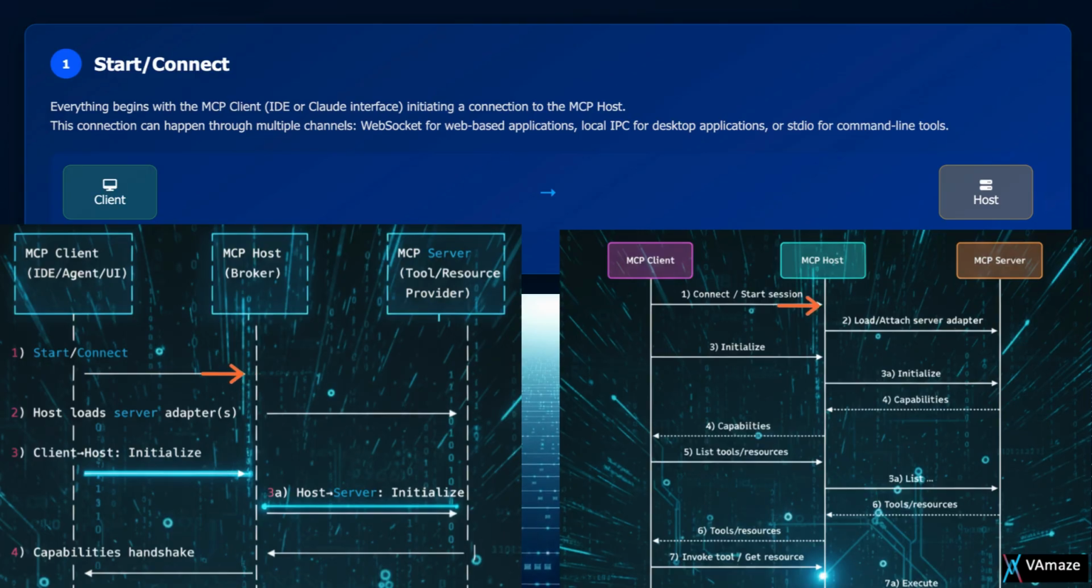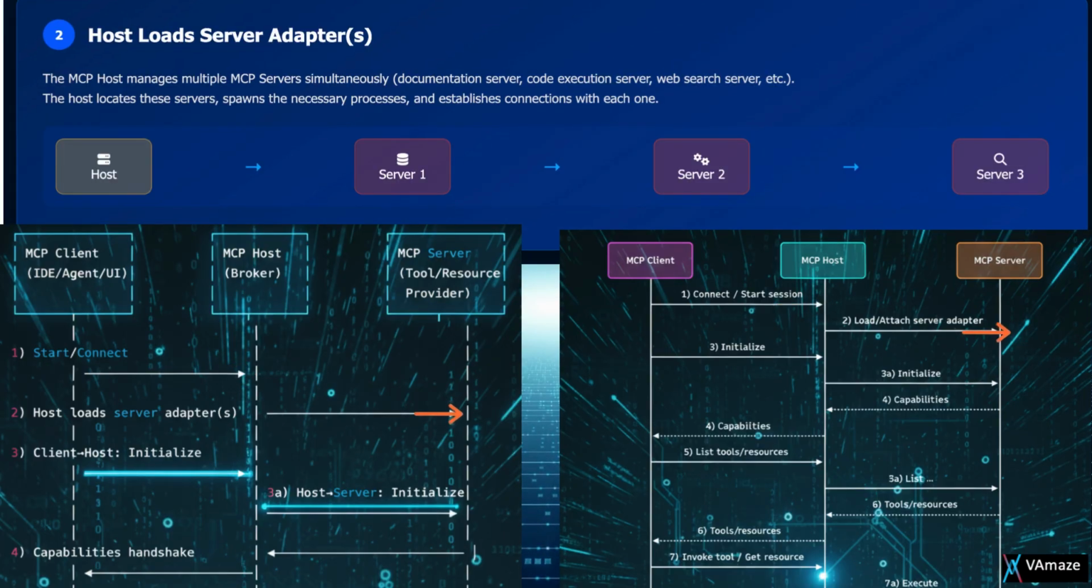Step 2. Host loads server adapters. Once the client connects, the host springs into action with step 2, loading the server adapters. This is where the magic of MCP's architecture really shines. The MCP host doesn't just connect to one server, it can manage multiple MCP servers simultaneously. In our Claude Code example, this might mean connecting to a documentation server, a code execution server, and maybe even a web search server all at the same time.